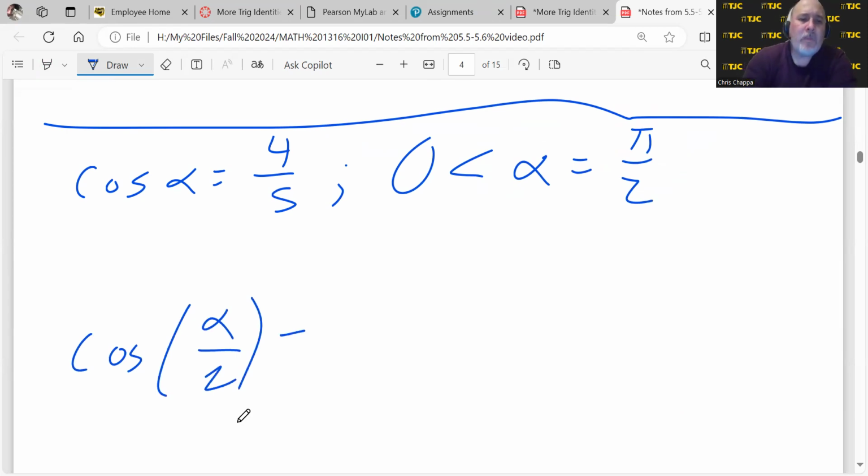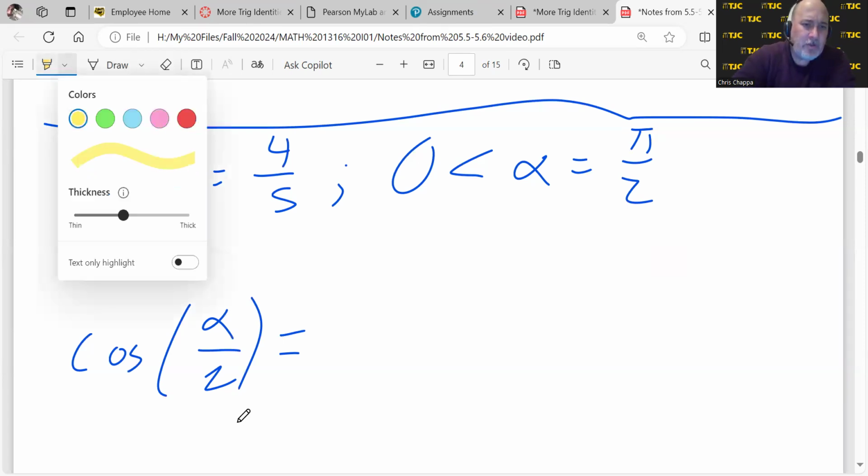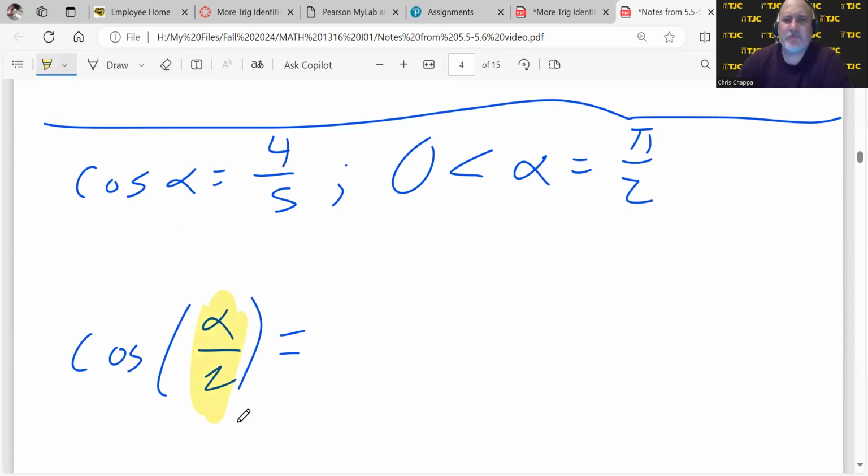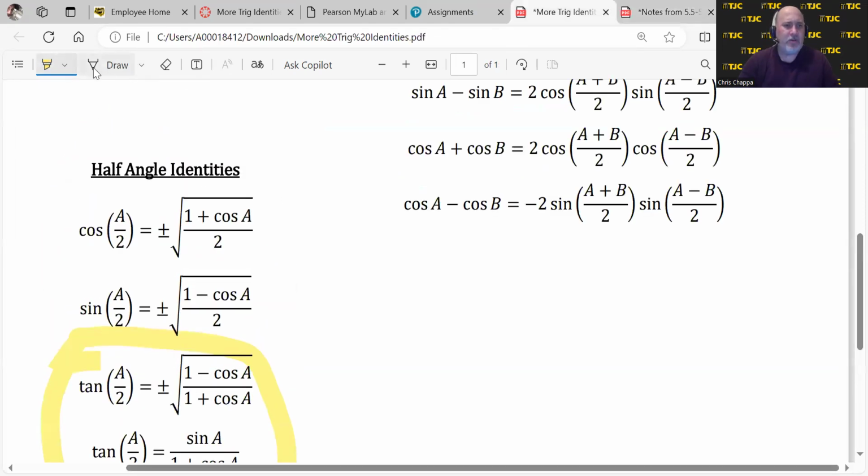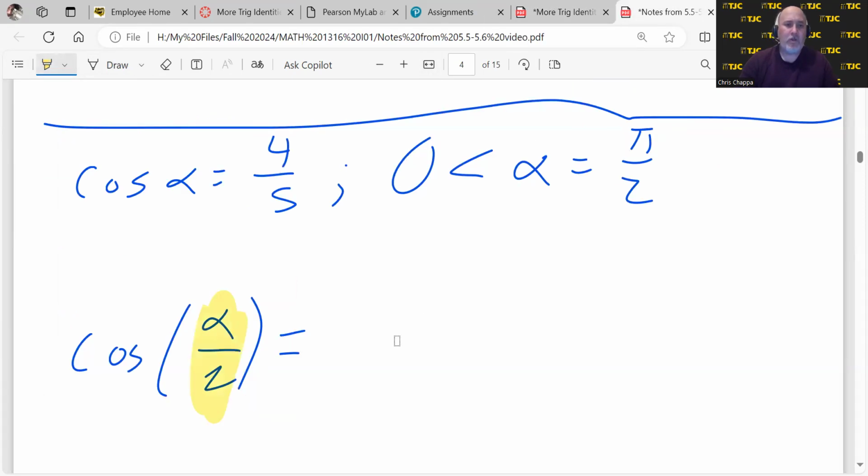All right. Well, if we're going to do this, first thing we need to do is, well, there's a few things we could do first, but I'd like to know which quadrant this angle is in because the formula for cosine has a plus minus. The half angle formula for cosine does have a plus minus in front of it. And the sign that we choose depends upon the quadrant that alpha over 2 is in.